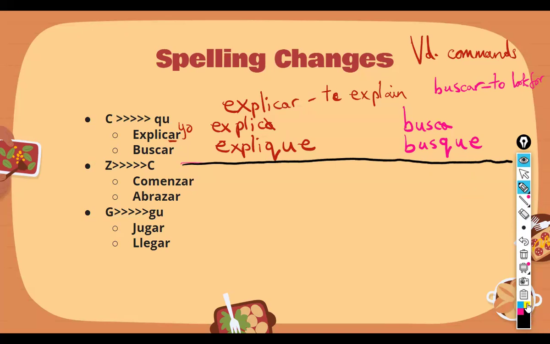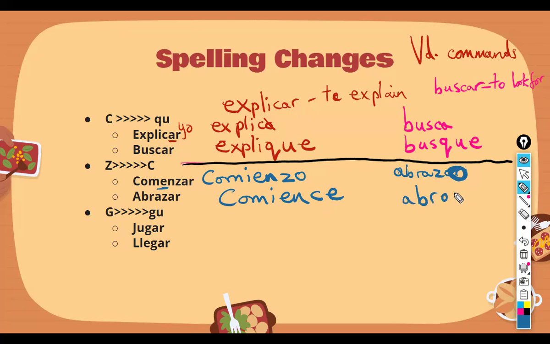All right. So, the other thing with comenzar here is that it's E to IE, right? So, comienzo. Comienz changes Z to a C, right? And it's an AR verb, so comience, right? So begin, right? Okay, abrazar, to hug. So it becomes abrazo, right? Abrace, right?